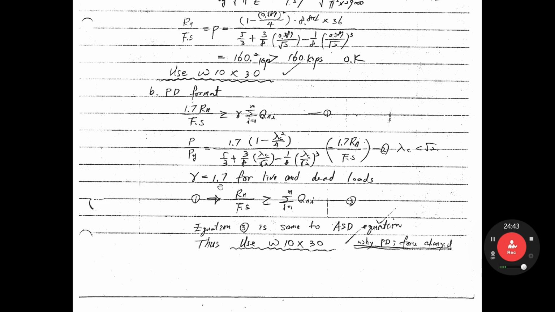If you input this 1.7, the left hand side is 1.7, the right hand side is 1.7. In that case, it can be cancelled out. Then it becomes the ASD column curve in this specific case. So the result must be the same as the ASD equation. So we can use W10 by 30. In this specific case, the result is identical to ASD.